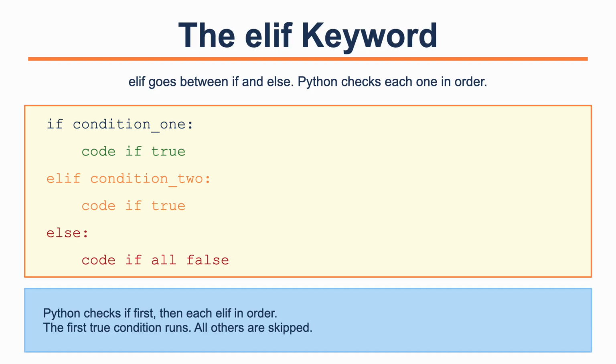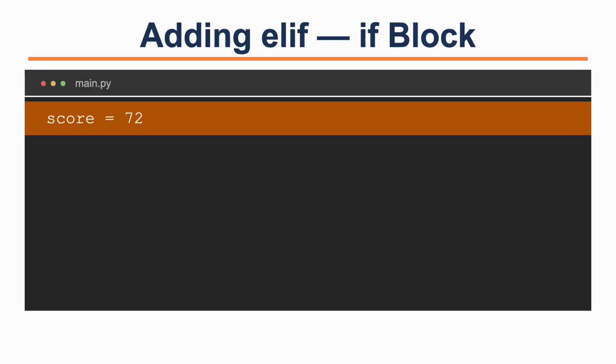Python checks each else if condition in order. The first one that is true runs. The rest are skipped. Let's build a grade checker. We start with a variable called score equal to 72. This is the value all the conditions will check against.